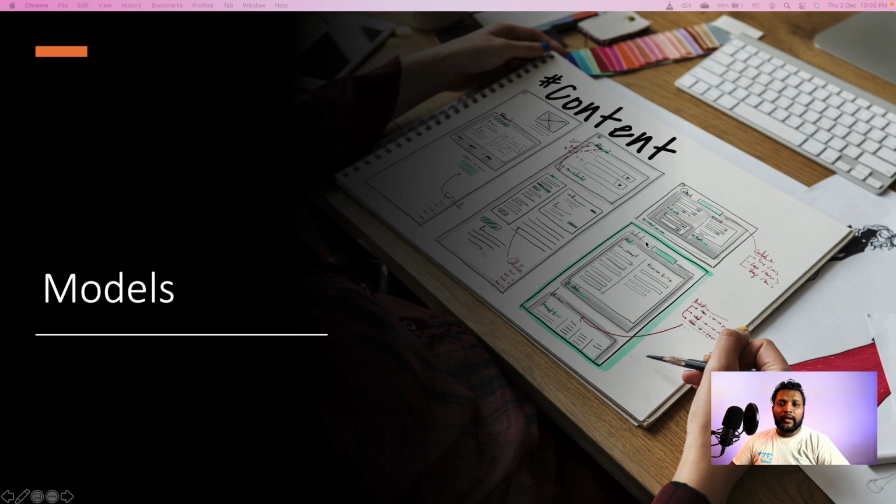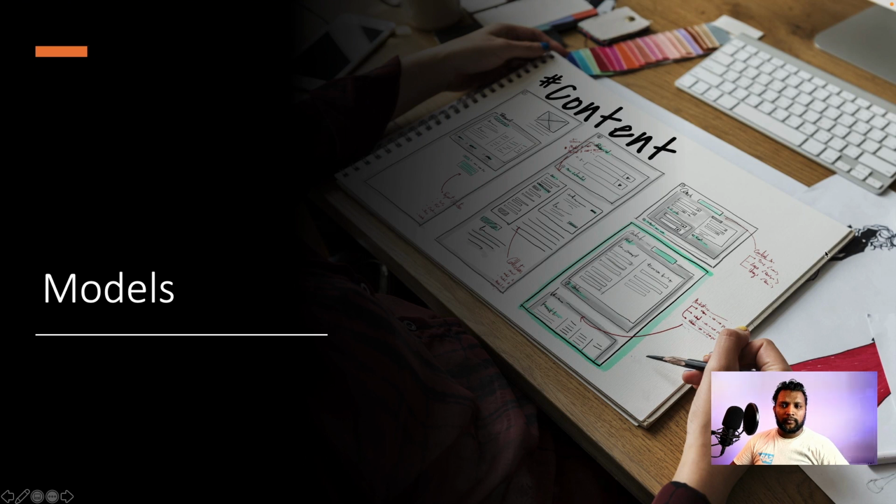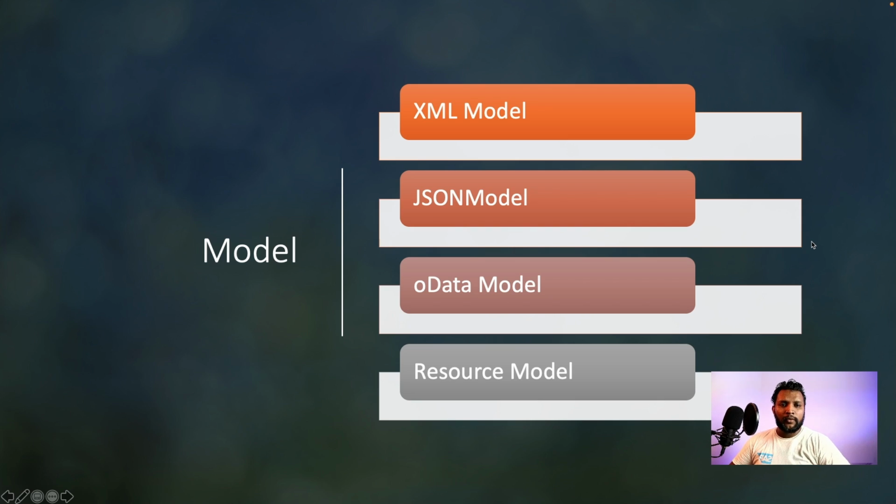In the last video, we learned about models. We learned that models are a part of the application which is used as a storage or to handle data. Today, we will look at what are the different types of models available in UI5. So in UI5, we have four models: XML model, JSON model, OData model, and we have resource model.